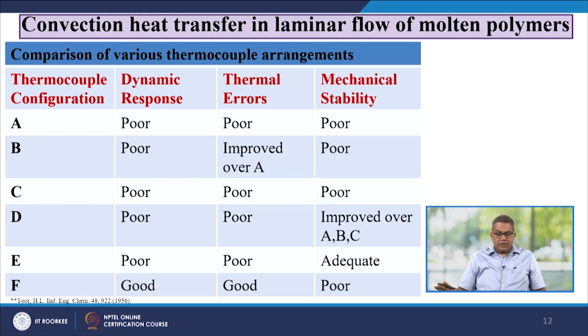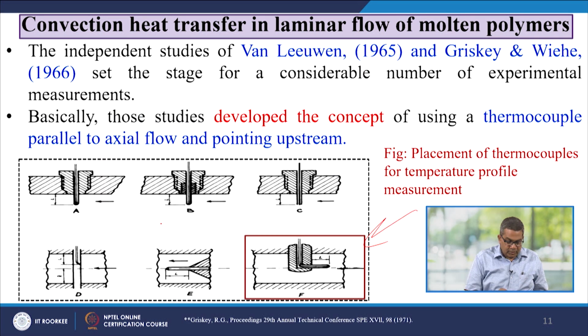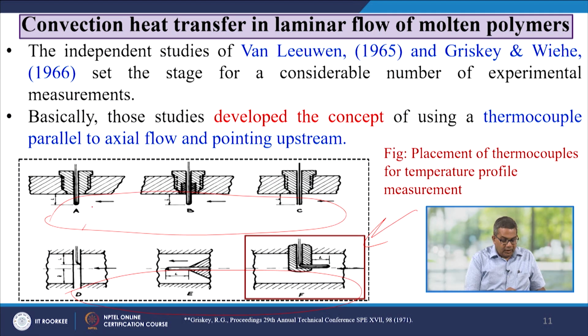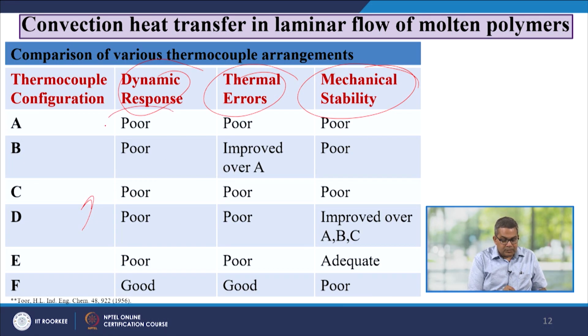Now in this particular table, there is a comparison of various thermocouple arrangements, like thermocouple configuration. Here you see that the thermocouple configuration is given, and the dynamic response, thermal errors and mechanical stability are given. So let us take one example, that is A, where the dynamic response is very poor, and thermal and mechanical stability is also very poor.